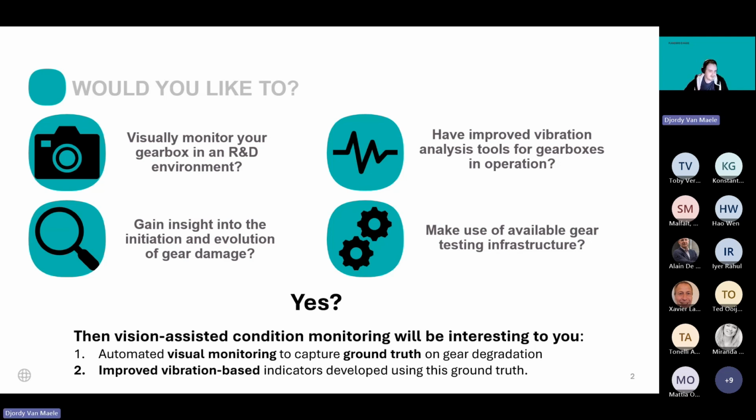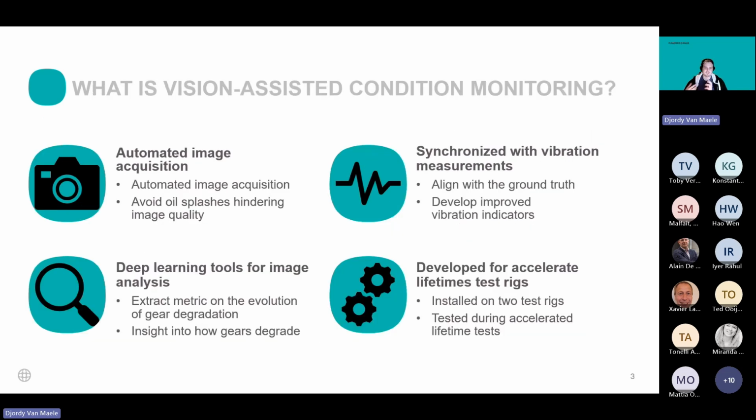Now, what is vision-assisted condition monitoring? There are four critical parts to this. First is an automated image acquisition system. We have a camera that has been fully automated to capture images, and we found some techniques to deal with oil splashes inside gearboxes that would otherwise hinder image quality. Secondly, we have developed some deep learning tools to analyze these images. This allows us to extract metrics on the evolution of the damage, but it also gives us insight into how gears degrade.